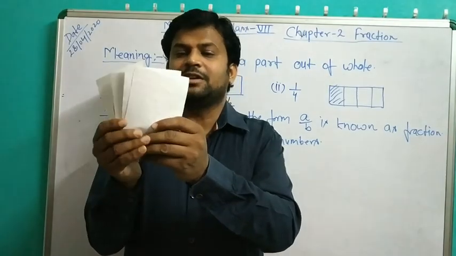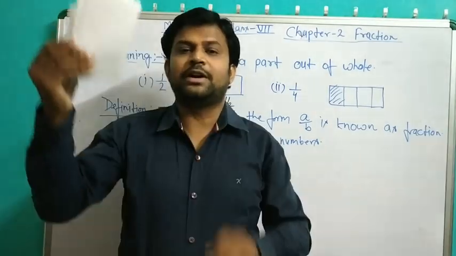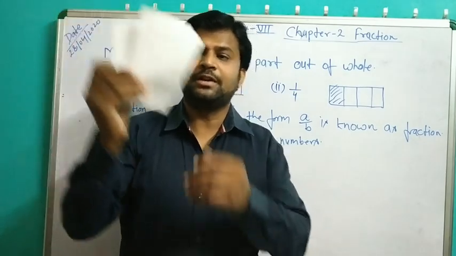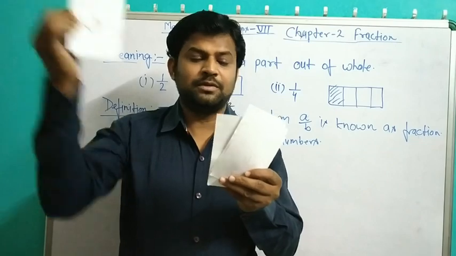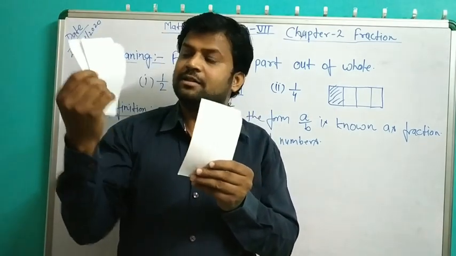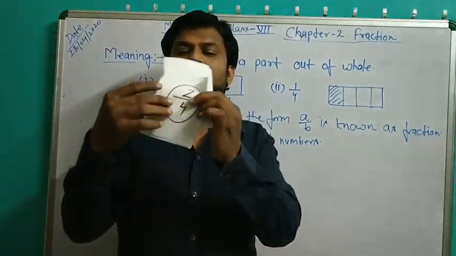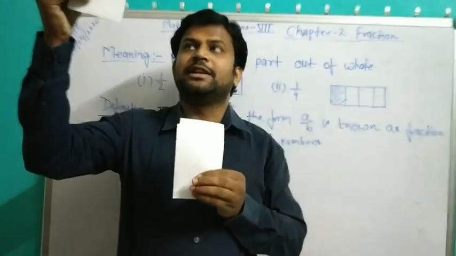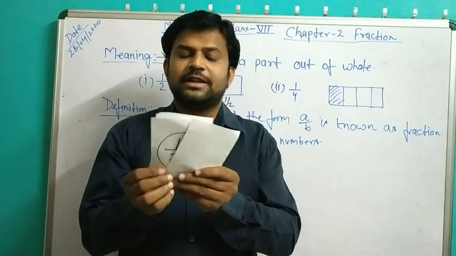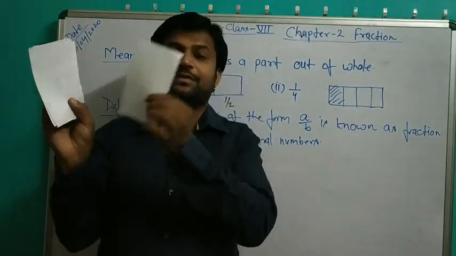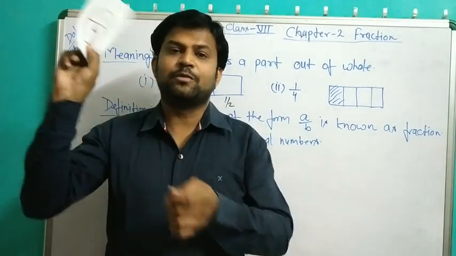And when we take the whole paper, all parts, it means 4 parts. It means this one is 4 by 4. This is 1 by 4, and this is 2 by 4. When we take 2 parts, then 2 by 4. When we take 3 parts, then 3 by 4. And when we take 4 parts, it means 4 by 4.